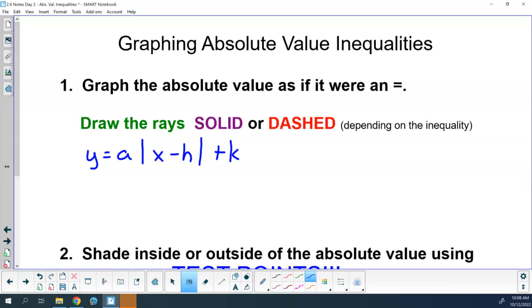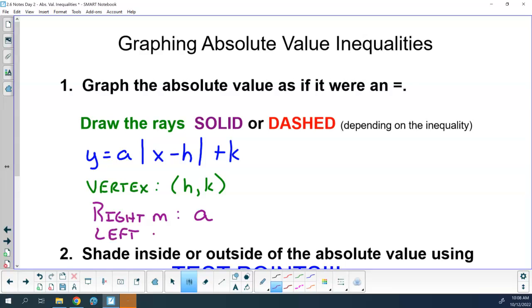And you can plot points on that until you find the V, or you can remember that the vertex is at the point H, K. Because H is inside, we think oppositely. We talked about that last week. The slope of the right side is going to be A, and the left side slope is going to be negative A.